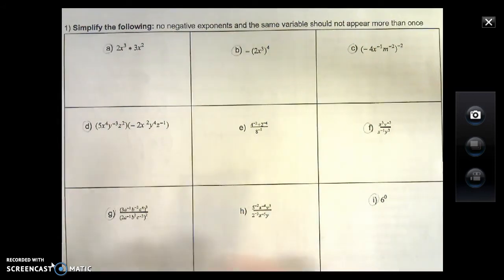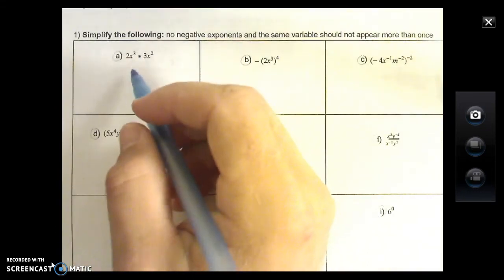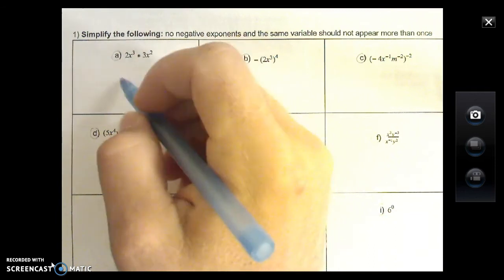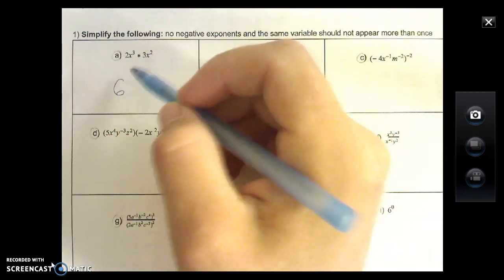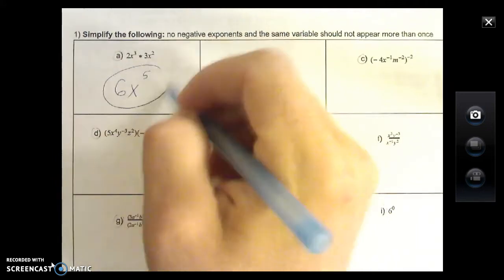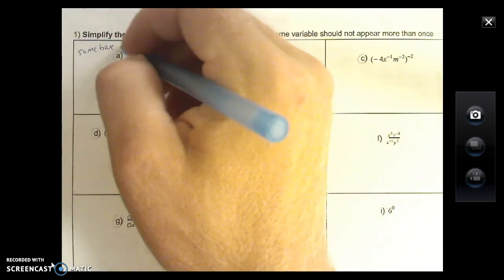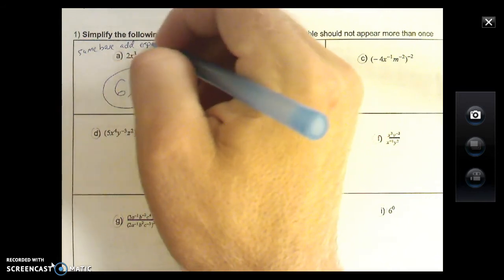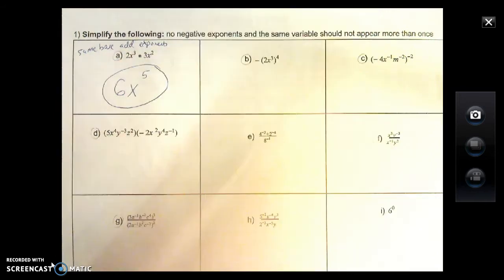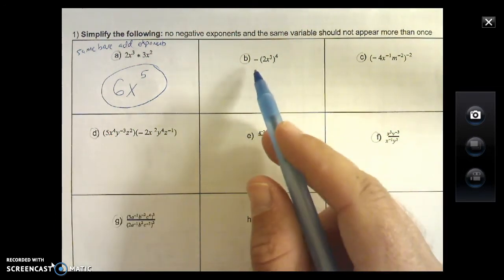So let's take a look here. 2x to the 3rd times 3x squared. Please use your notes. Look right behind you, the chart that we have on the front page. 2 times 3 is 6. X to the 3rd times x squared, you add the exponents, x to the 5th. Okay? So same base, add exponents.